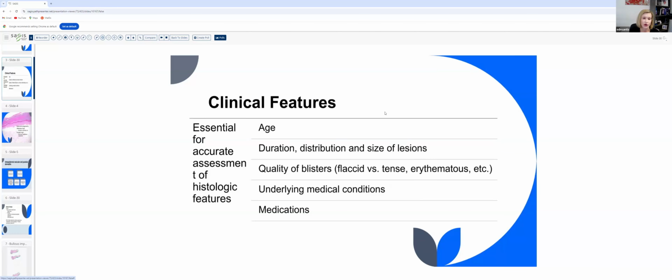The clinical features are really essential for an accurate assessment of the histology. So when submitting biopsies where you're suspicious of a pustular or vesiculobullous process, be sure to always include the age of the patient, the duration, distribution, and size of the lesions. The quality of the blisters is also very helpful to include. These are characteristics such as whether the blister is flaccid or tense, whether it's on an erythematous base, hemorrhagic, etc.